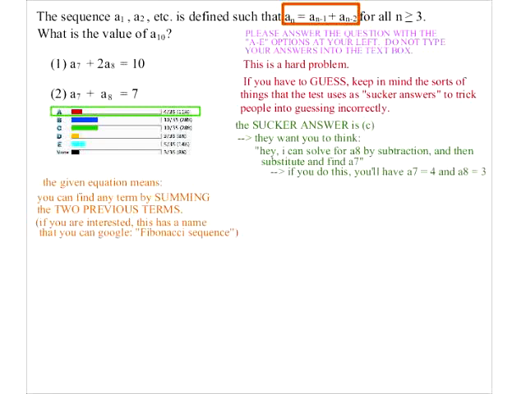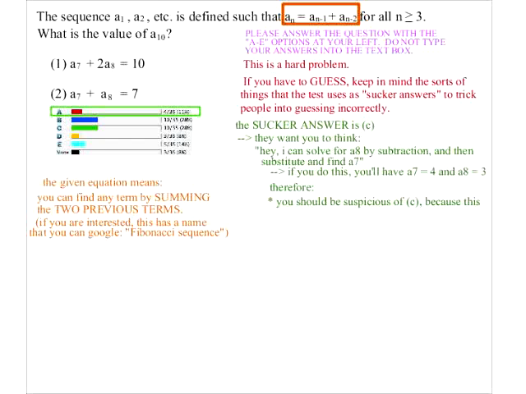But if you want to Google that on the internet, you can look it up using the name Fibonacci sequence. Okay, but going back to what this means, the sucker answer is just saying, oh, I have the two numbers. It's going to be more than just that. But notice, if you have to guess, you should be suspicious of C, because this is just too easy.